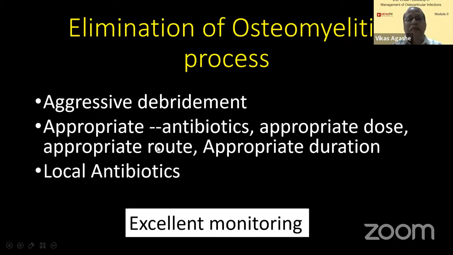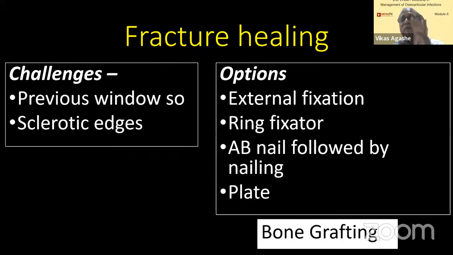So what is the aim? Aggressive debridement, appropriate antibiotics, and possibly local antibiotics, excellent monitoring, and some form of stabilization. For fracture healing, we need to have some kind of stabilization: either an external fixator or a ring fixator, or an antibiotic nail followed by nailing or a plate, and possibly bone grafting.